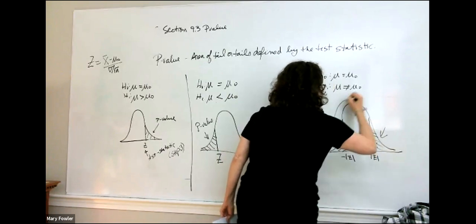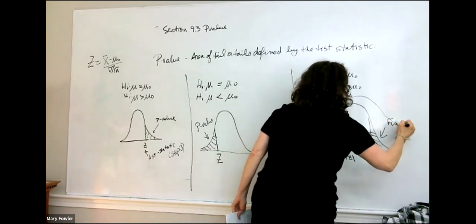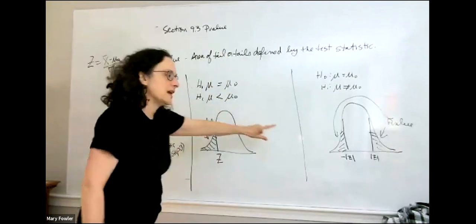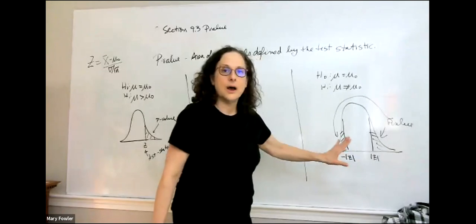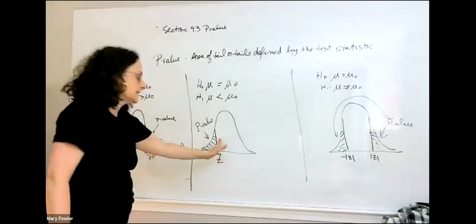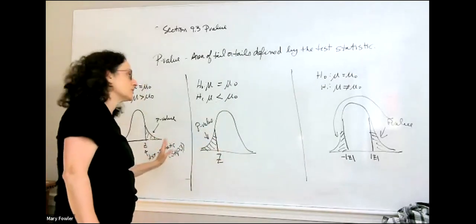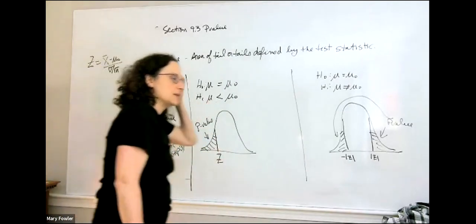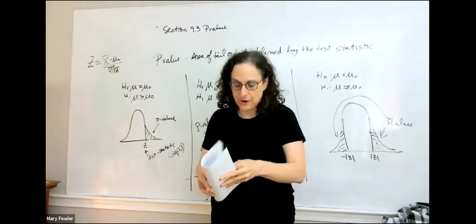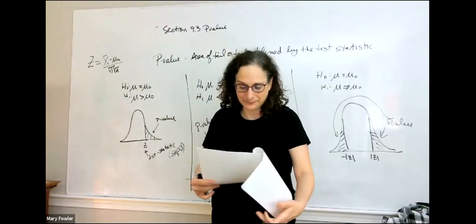And then the p-value is going to be the area of the tail or tails defined by the test statistic. So wherever that test statistic is, go in the direction of the alternative hypothesis. That's the area that we need to calculate for the p-value.